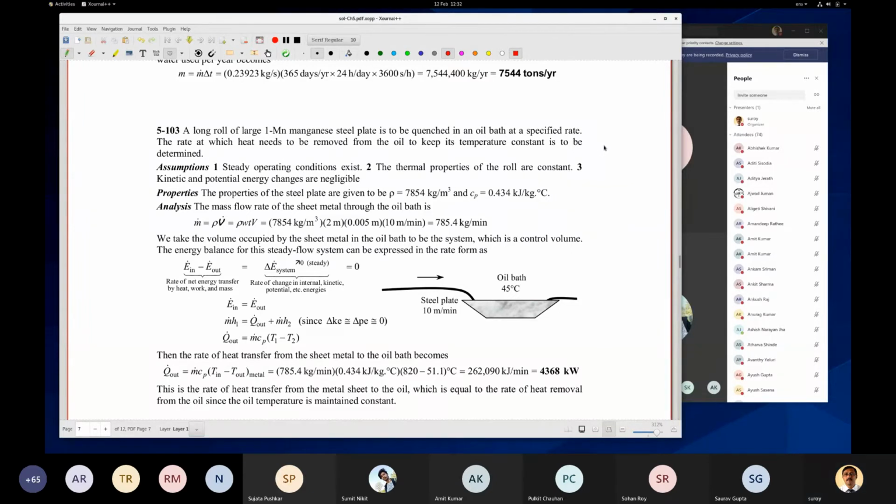So this is the roll of steel plate. The steel plate goes through the oil bath continuously and it is going out. So it's coming in and going out. You have understood the problem. The problem is that in a steel plant, you have to cool this. When the steel is manufactured, the steel plates are very hot.